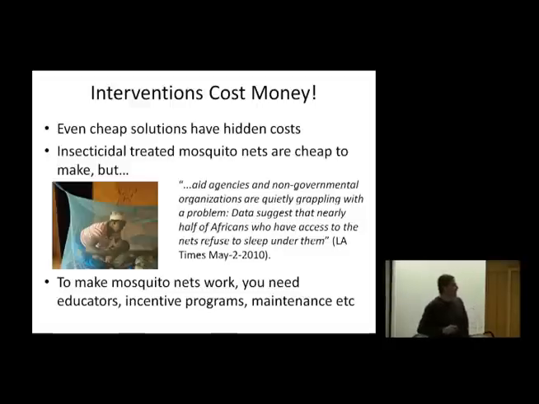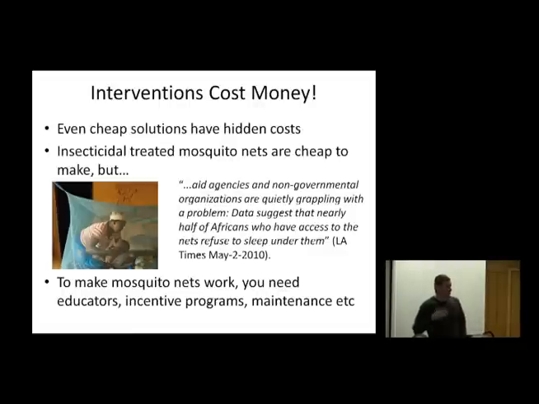So I want to make a point, which is very important to my work, which I'm getting to slowly, about interventions in the shirt. Interventions always cost money. They're never free. And even the so-called cheap interventions cost some money. So mosquito nets you can make for about $3 or $4 each. But if you simply toss them out the back of trucks, you're wasting your time, right?